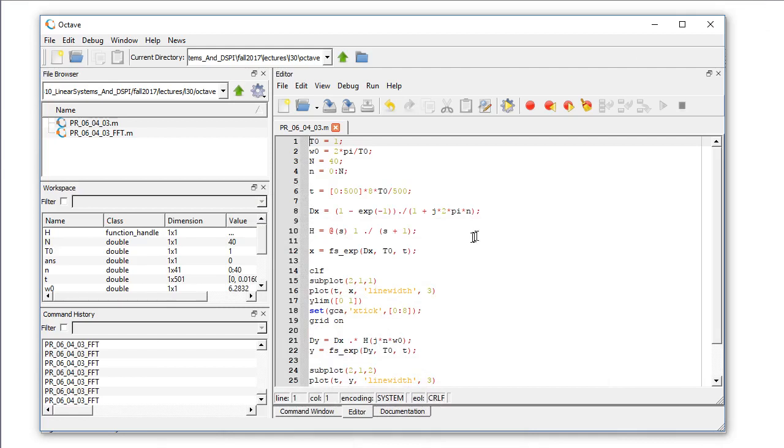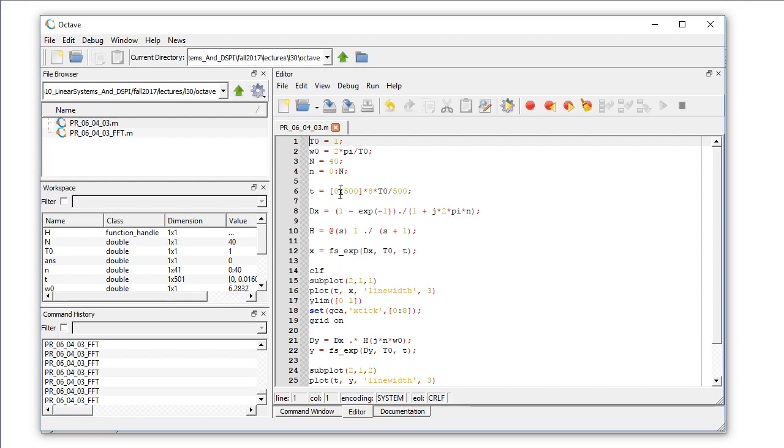Okay, we can use Octave to actually plot the output y of t for that example problem we were looking at in the previous video. Here I've used Octave to express the Fourier series coefficients of the input. Here's my transfer function for that particular circuit. It was 1 over s plus 1.